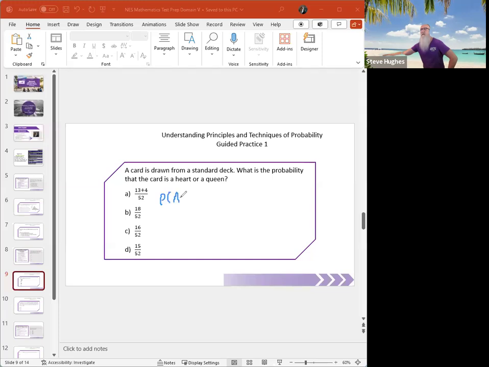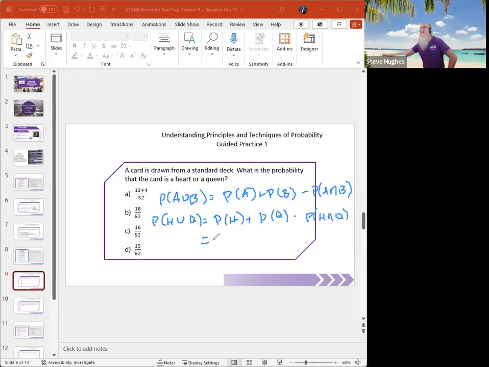Probability of one event A or a second event B is equal to the probability of A plus the probability of B minus the probability of A and B. All right, so the probability of a heart or a queen is equal to the probability of a heart plus the probability of a queen minus the probability of a heart and a queen.